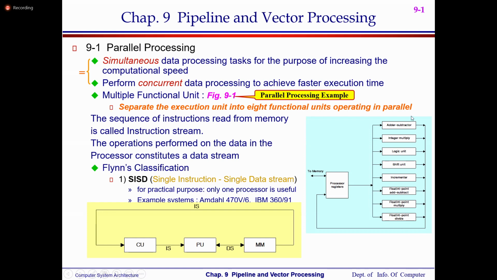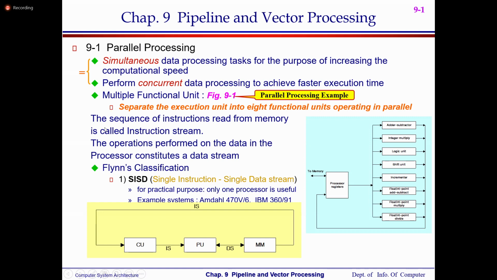Always you have to read the instruction from memory into the processor register, and then perform the operation on the data in the processor registers. I already said this. So what is the final conclusion? Parallel processing means instead of one execution unit, we now have 8 different blocks, and all of those execute in parallel. Now, two important definitions: instruction stream and data stream.